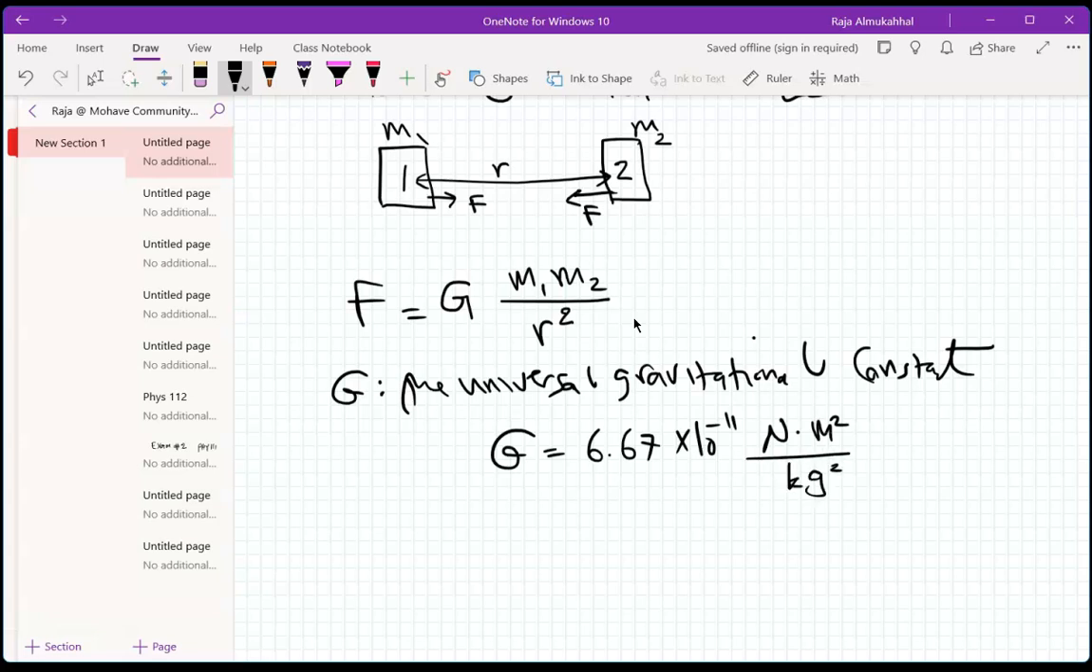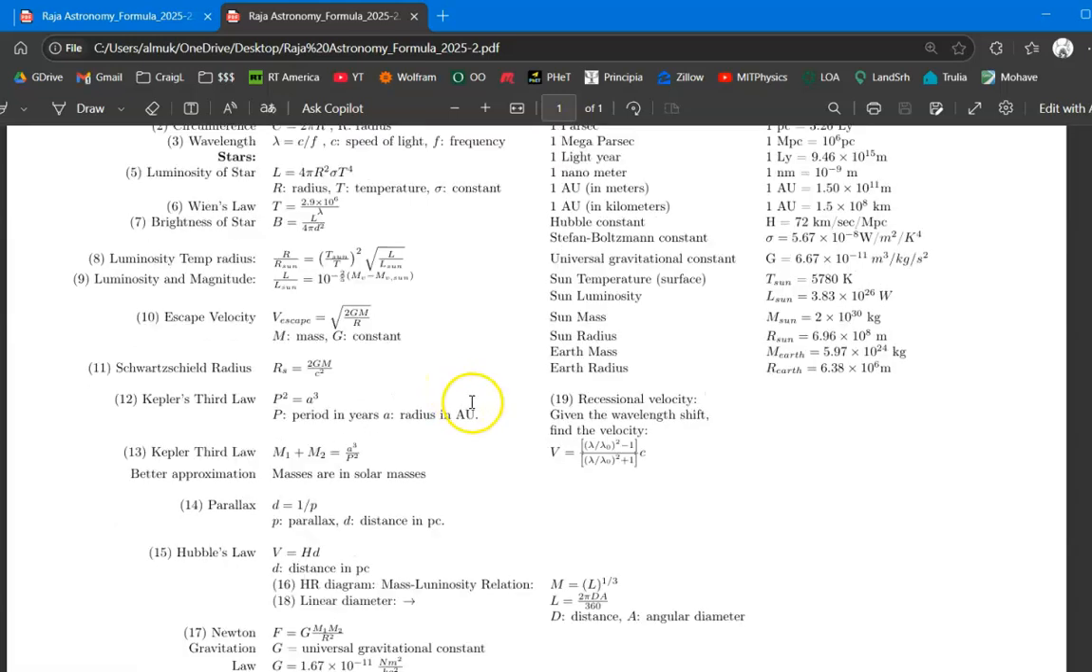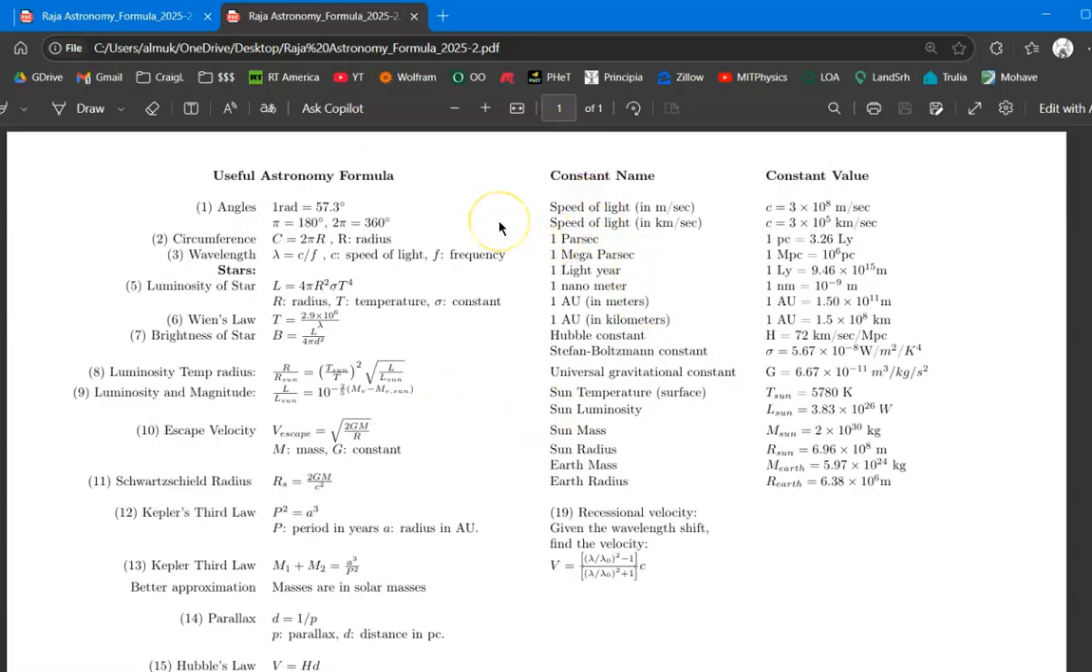You can also find the formula as well as the constant in the formula sheet that is in our class, the one I developed for you. If you open it up, it's right here. Please be familiar with this formula sheet. The right side of the formula sheet is basically the constants and their values, the constant name and the value of that constant. So for example, the value of G, the gravitational constant, is right here.